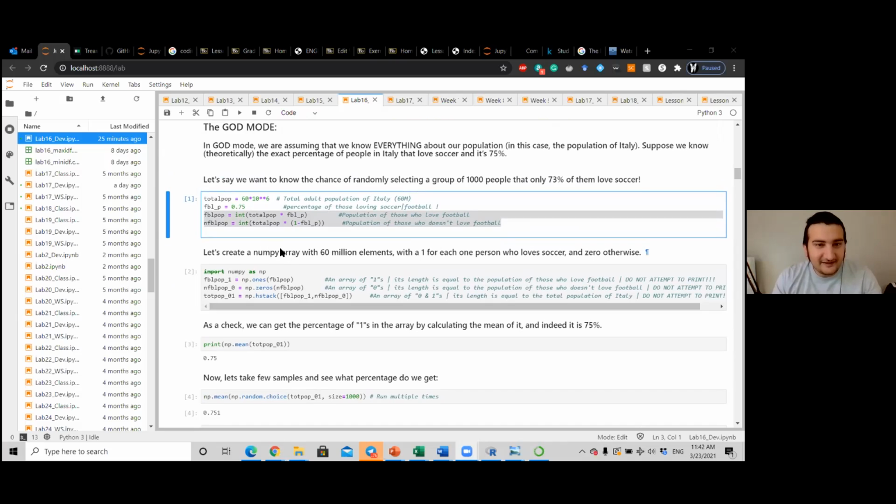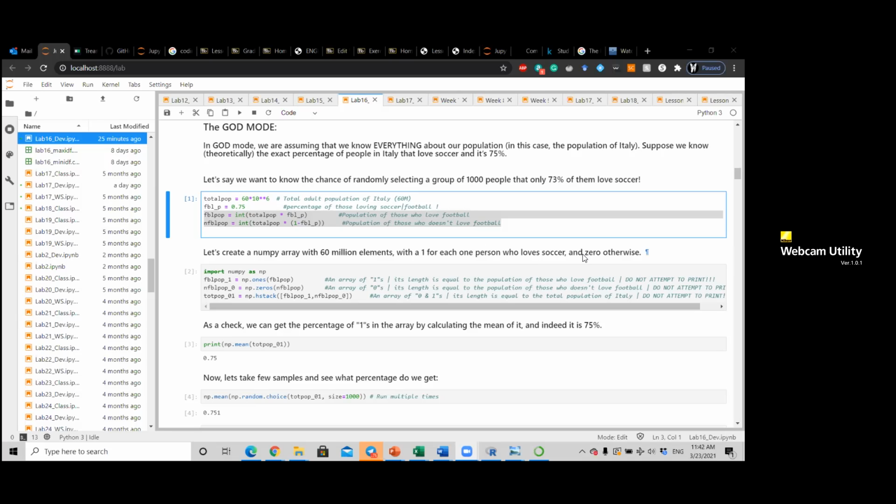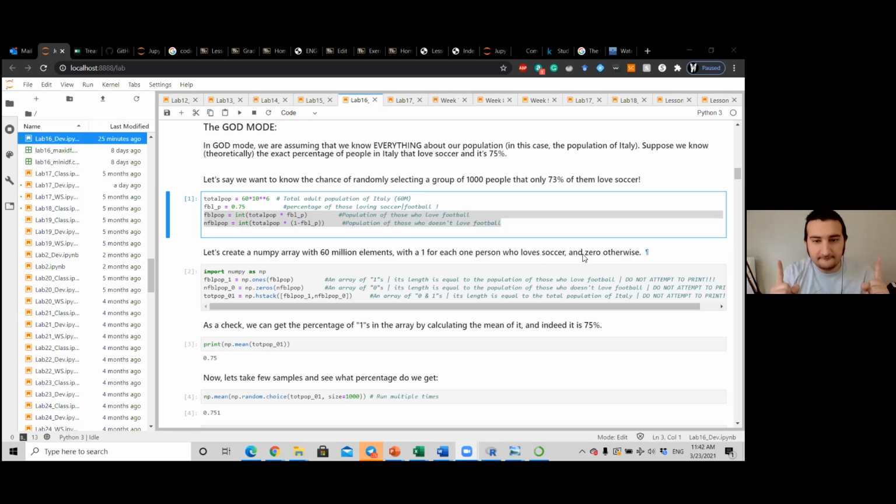So let's create a NumPy array with 60 million elements with a 1 for each one person who loves soccer and a 0 otherwise. So what am I trying to create? An array. How many elements in that array? 60 million. How many ones in that array? 75%. 75% of it is going to be ones, indicating people who love soccer. And how many zeros?